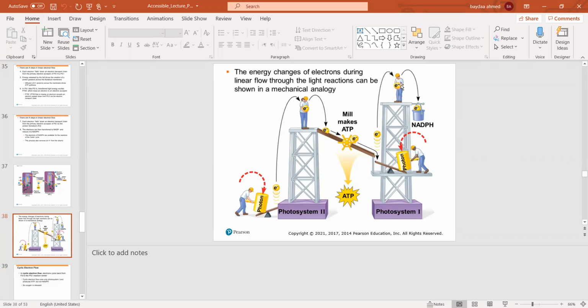The energy changes of electrons during their linear flow through the light reactions are shown in a mechanical analogy here. Although the scheme shown here may seem complicated, don't lose track of the big picture. The light reactions use solar power to generate ATP and NADPH, which provide chemical energy and reducing power, respectively, to the carbohydrate synthesizing reactions of the Calvin cycle.